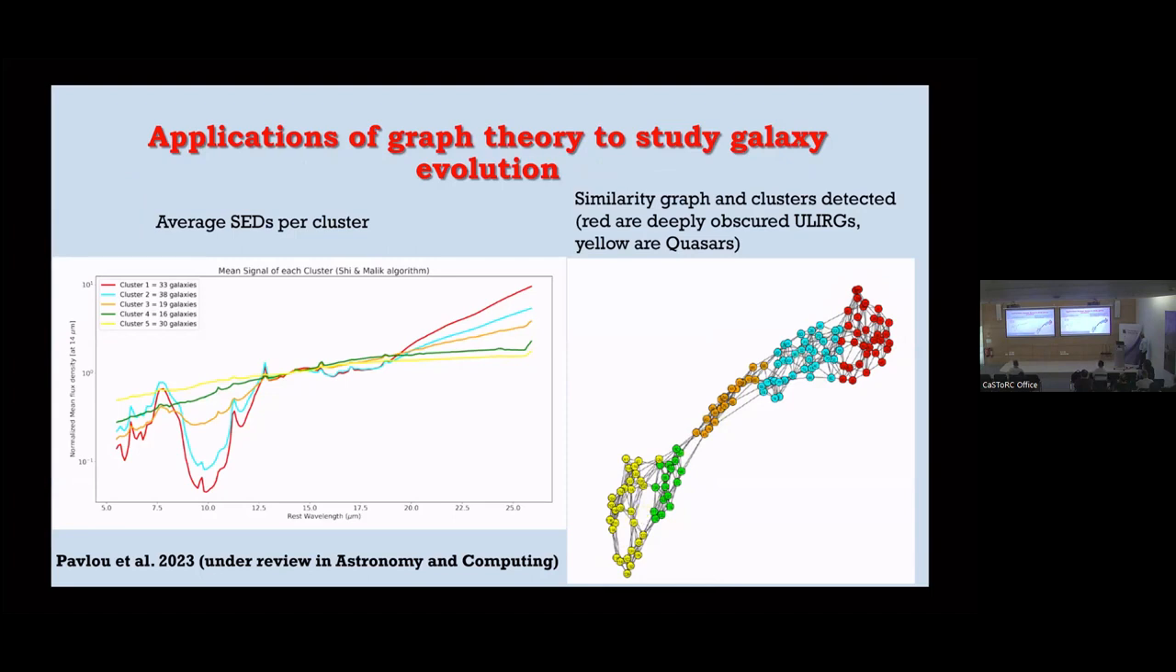So these approaches help us to understand a little bit the evolution of this local population of extreme infrared emitters. Here on the left, this is similar to the diagram I showed you earlier from Spitzer data. You see the mean spectra. In red are the ULIRGs, in yellow the quasars. We also have intermediate situations.